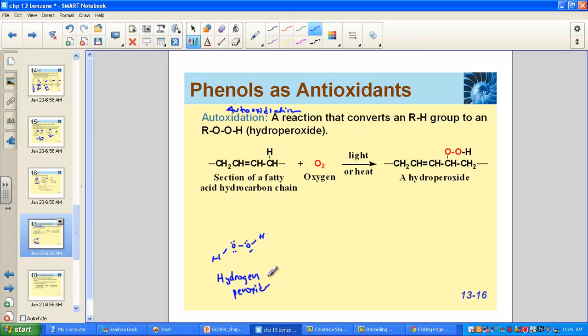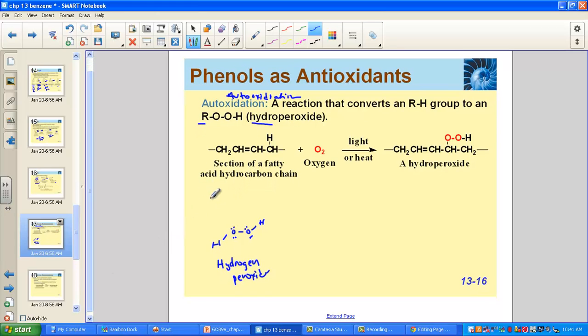H2O2 is called hydrogen peroxide. When it's attached to a carbon chain, it is called a hydroperoxide. Let's take a look at the overall reaction first, and then we'll break it down into a step-by-step reaction mechanism. The overall reaction shows a section of a fatty acid hydrocarbon chain.